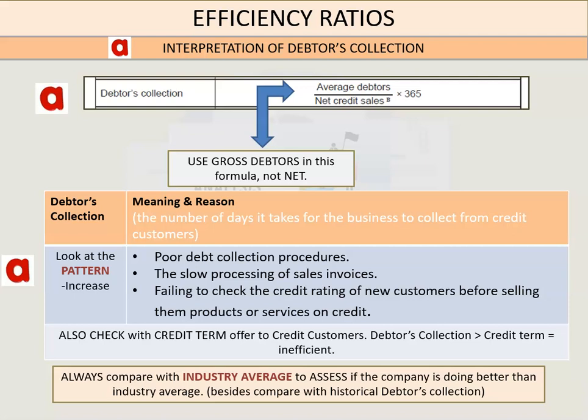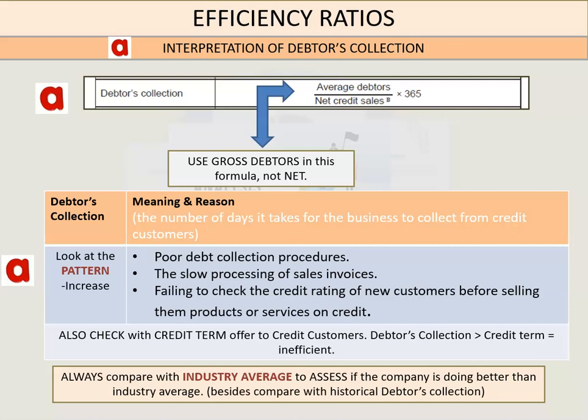So debtors collection means the number of days it takes for the business to collect from credit customers. This is one of the very few ratios that is better if it's lower, yeah, because it just means that it is faster for the accounts receivable to pay back. So if let's say you have a higher debtors collection period, it just means that you might have poor debt collection procedures. Maybe you have a slow processing of sales invoices. Maybe you are failing to check the credit ratings of new customers before selling them products or services on credit terms. So this means that it is inefficient, right?